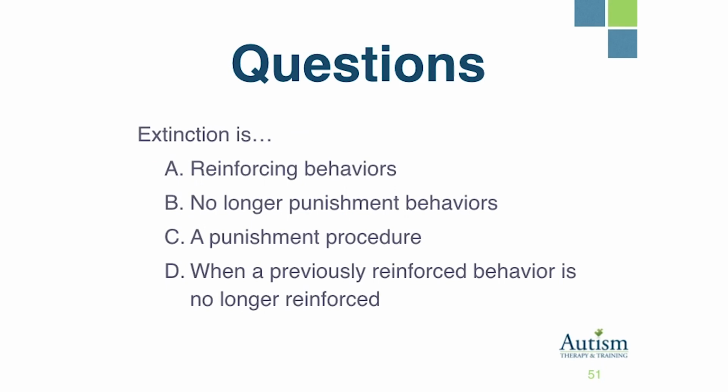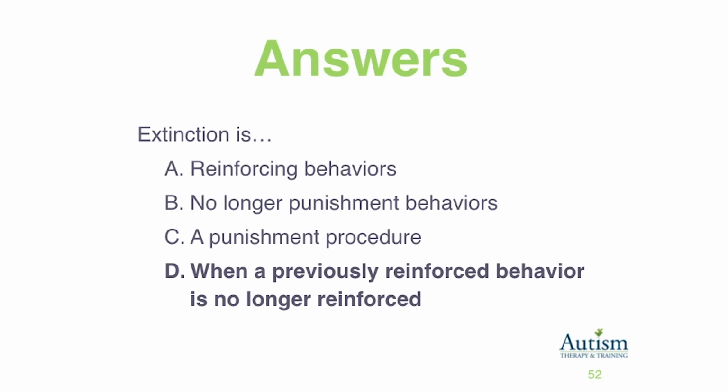Extinction is A, reinforcing behaviors, B, no longer punishing behaviors, C, a punishment procedure, D, when a previously reinforced behavior is no longer reinforced. The correct response is D, when a previously reinforced behavior is no longer reinforced.